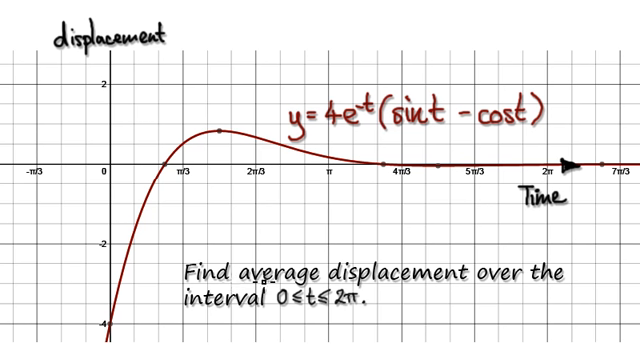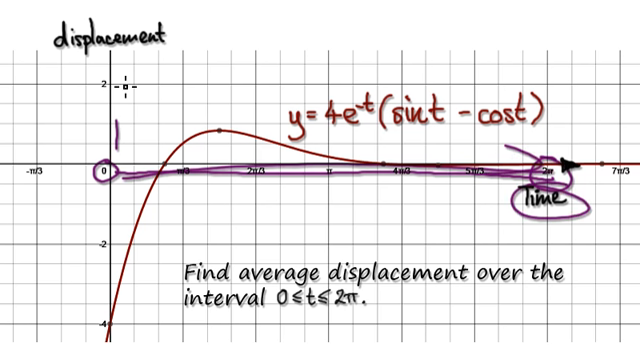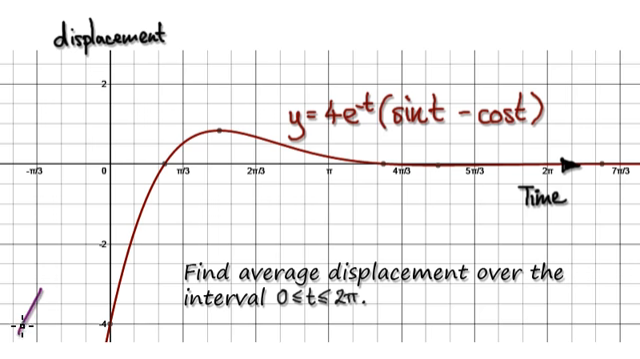Find the average displacement from 0 to 2 pi. So this is time going along here, displacement, or find the average displacement over this interval, 0 to 2 pi. So press pause and have a go.